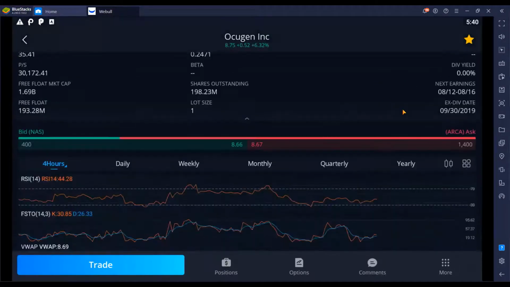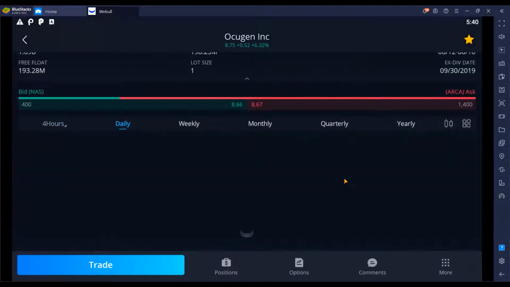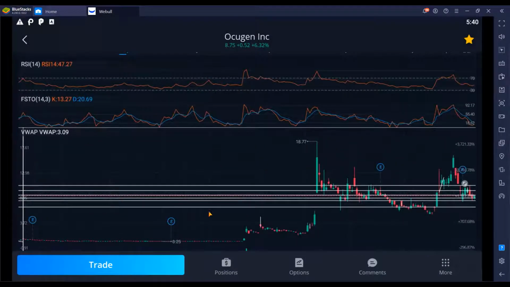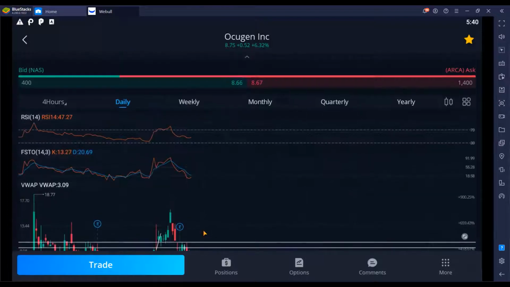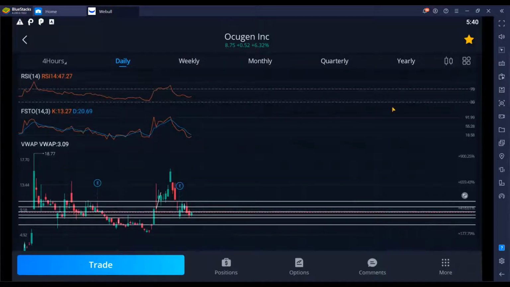And then what I'm talking about, if I go to daily, I'm going to print here the volume day by day. This, okay, let's click in the chart.